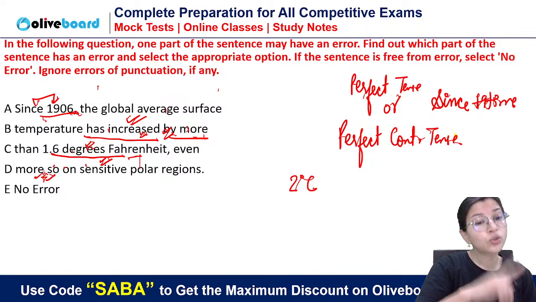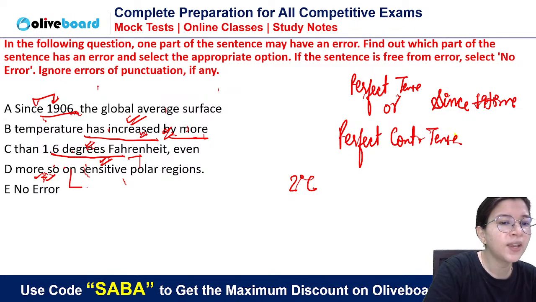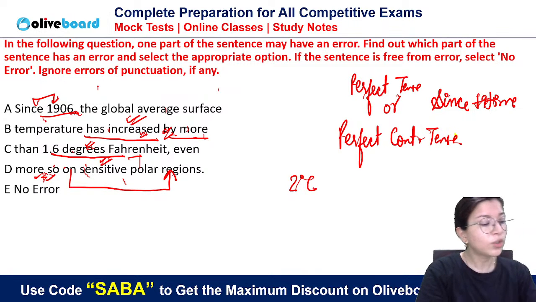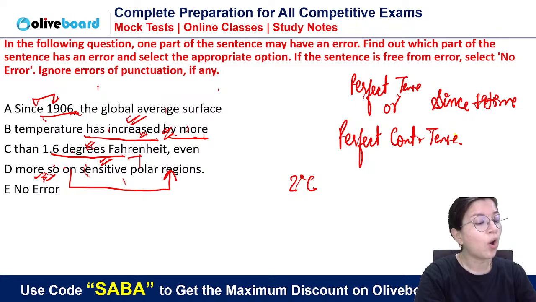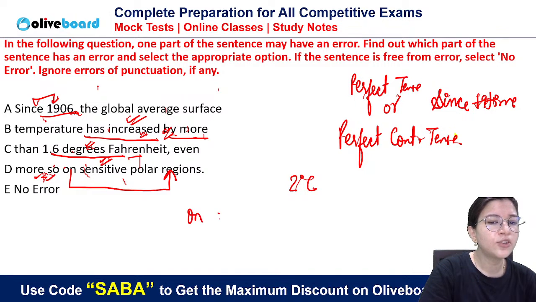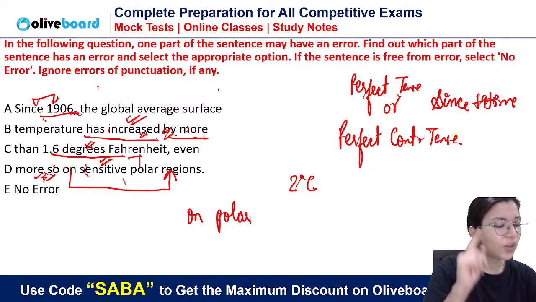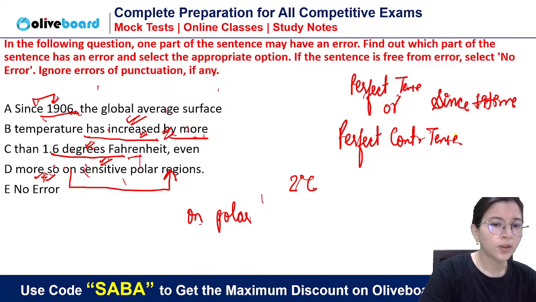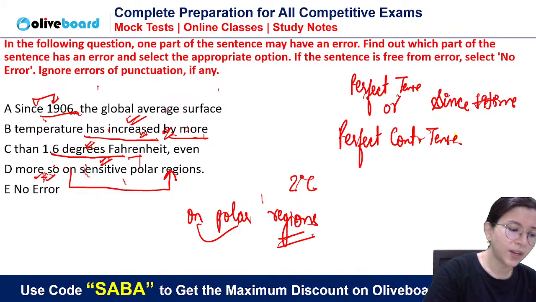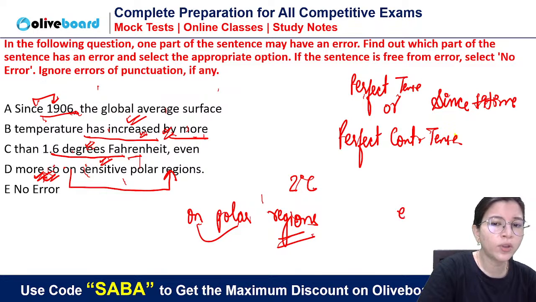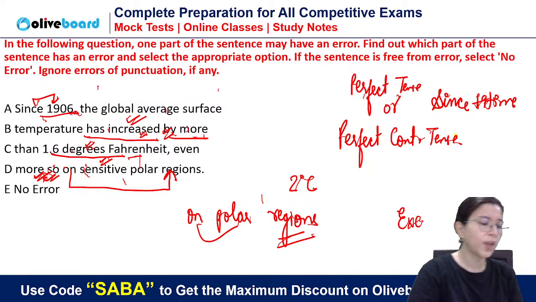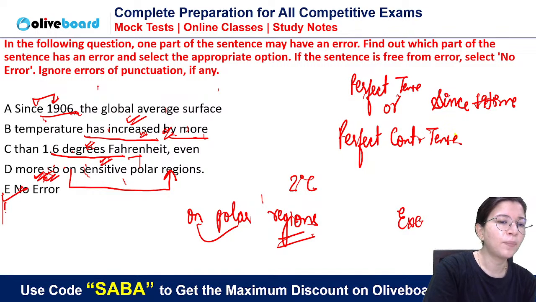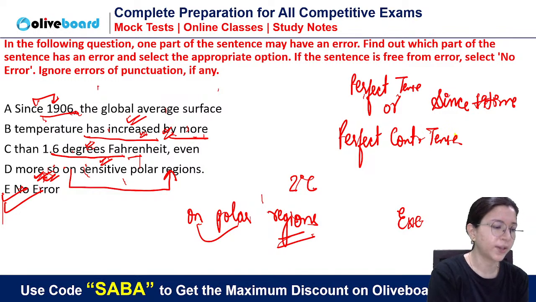So even more so on sensitive polar regions, this is used for regions. So the temperature has increased more on polar regions. So on polar regions, is it right or wrong? The temperature has increased more on polar regions. So that is also correct. Polar areas. So their temperature has increased more on that. So even more so on, this is not superfluous. Exceed more than is superfluous, but more so is not superfluous. So your first question is no error, and yes, nobody was correct.